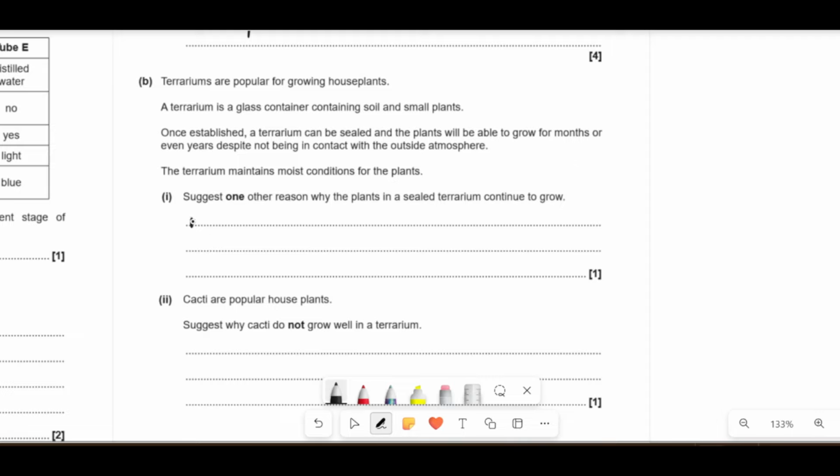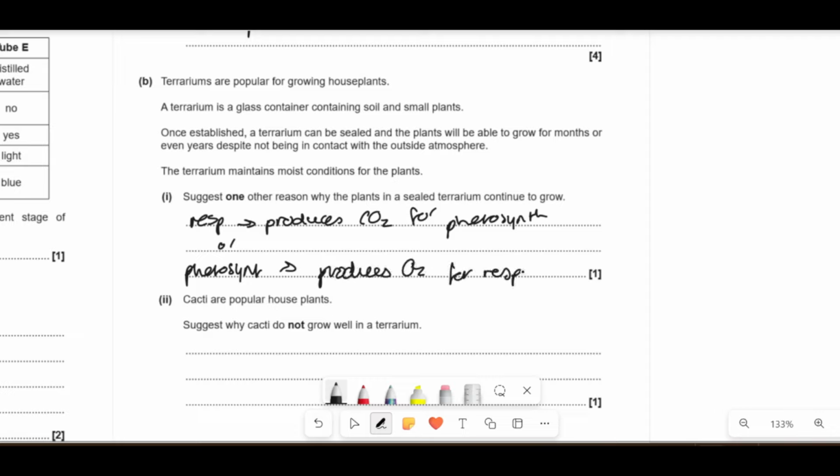So they must either respire, which produces CO2 for photosynthesis, or they photosynthesize, which produces O2 for respiration. Additionally, you could say that these things could respire and photosynthesize, but why are they still able to die and things are able to grow back? Well, you could also have decomposition, replacing nutrients and returning them to the soil so they can be used again.